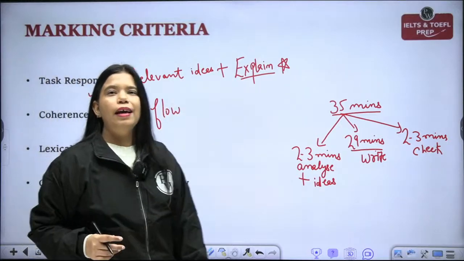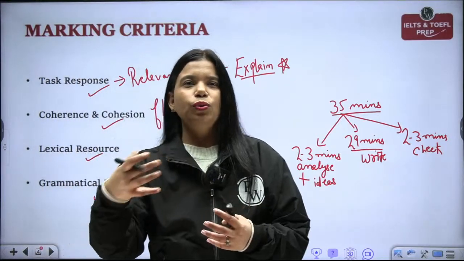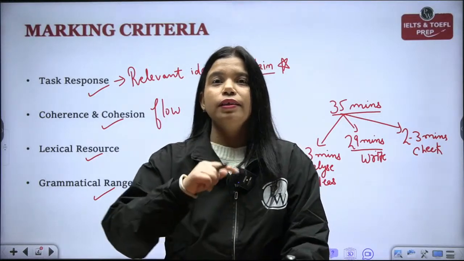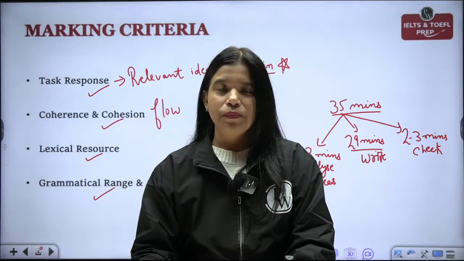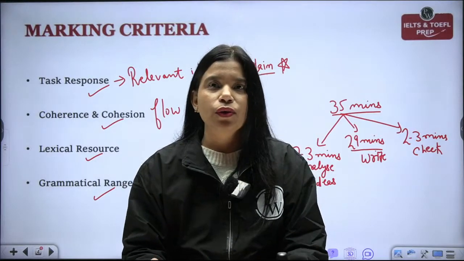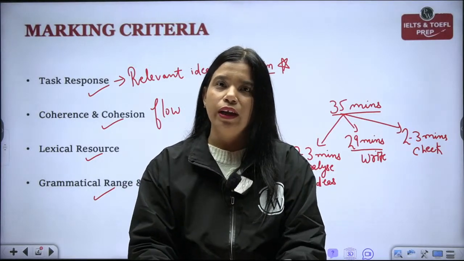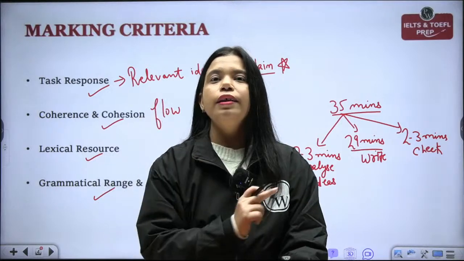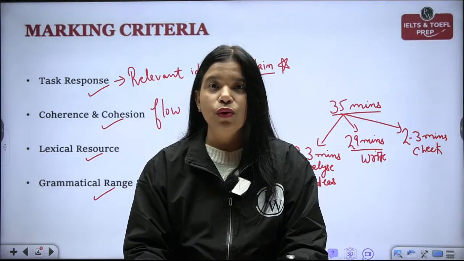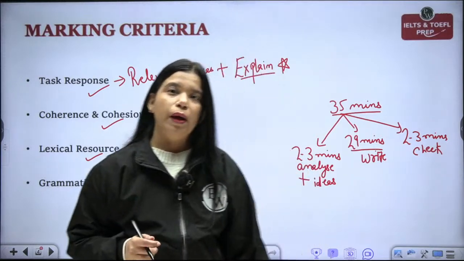Flow means क्या आप abruptly एक sentence से दूसरे sentence पे jump कर रहे हो, or your one sentence is leading to another sentence. If you are jumping abruptly from one sentence to another, then no, you are not going to be given a good score here. If you are writing the entire essay in one paragraph, again, no, you are not going to be given a good score. You need to have logical paragraphing.